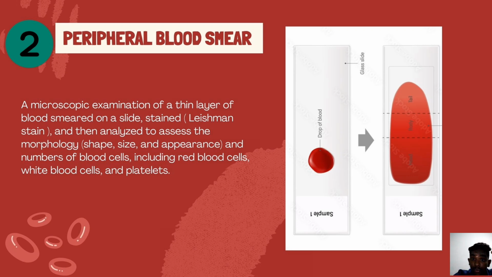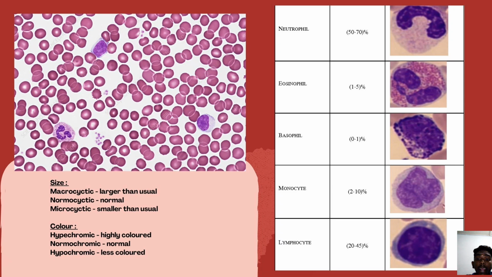The proper smearing and staining technique is very crucial in a peripheral blood smear as the whole result depends on that. We usually observe the cells in the part of the slide as you can see in the image. In a peripheral blood smear, we can identify 5 types of leukocyte present in our blood, which are neutrophil 50 to 70%, eosinophil 1 to 5%, basophil 0 to 1%, which is very rare in our blood, monocyte 2 to 10%, and also lymphocyte 20 to 45%, based on their staining property and also size.